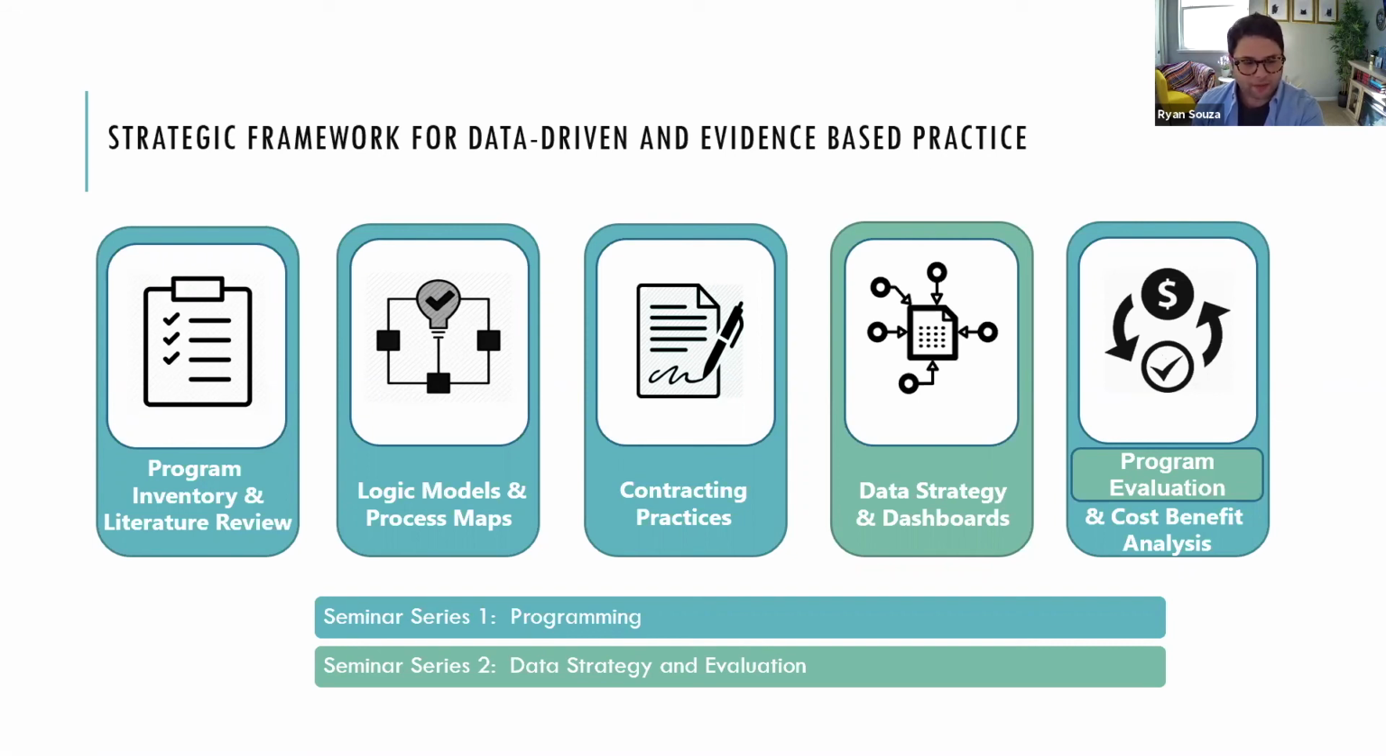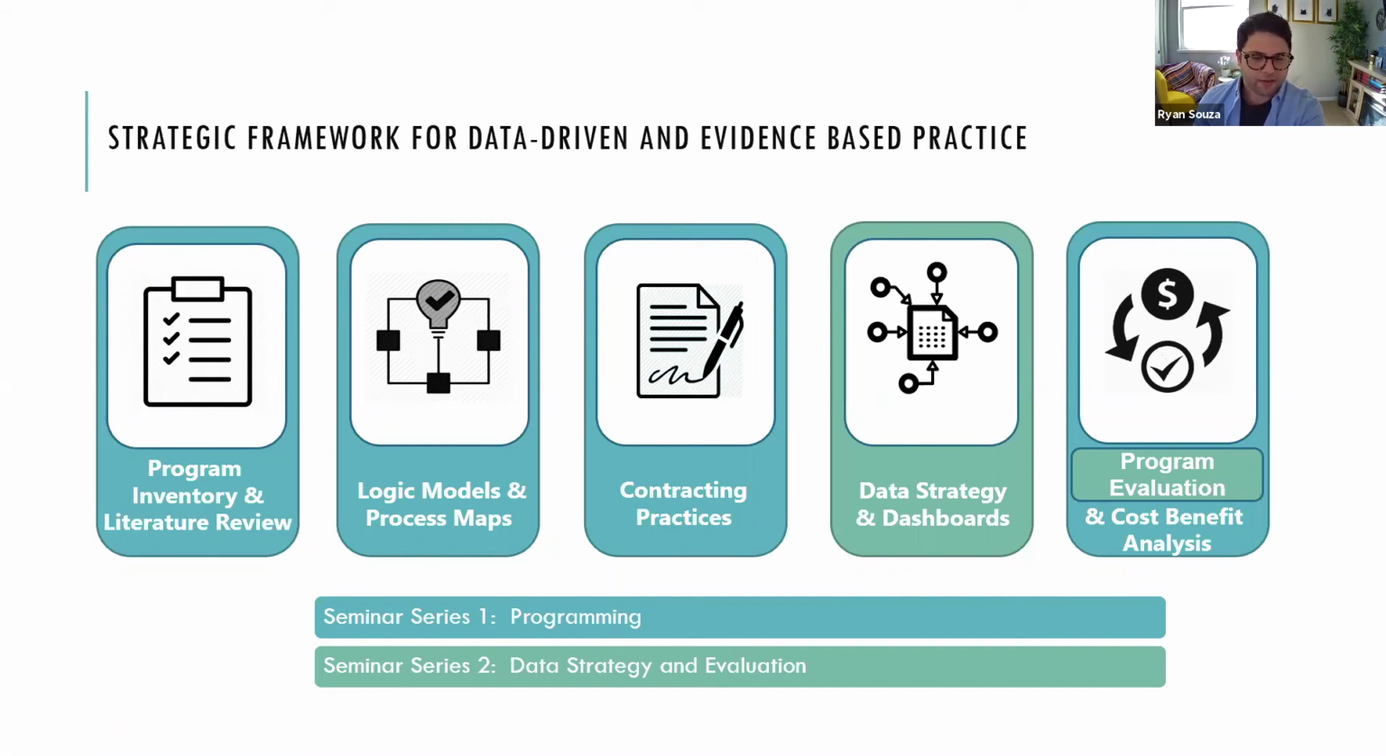The second piece of the framework is logic models and process maps. So how do we know what to expect from our programs? Do we have missing pieces? Logic models and process maps really help outline the theory of change for a program. Really answering what are we asking, what are the results, and how is the data going to be collected? How are we going to know what we're doing?